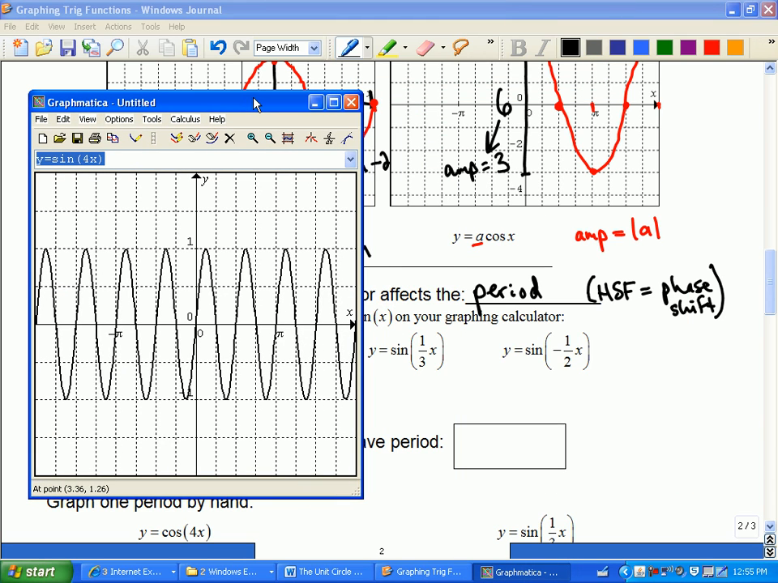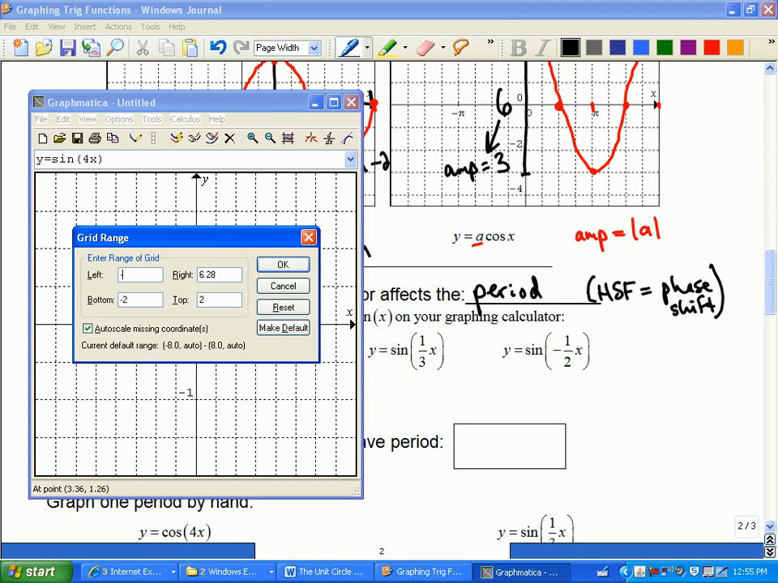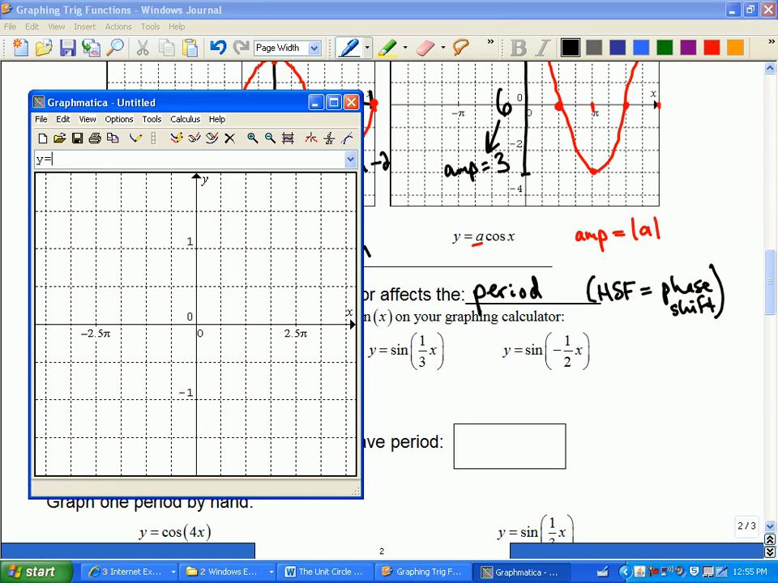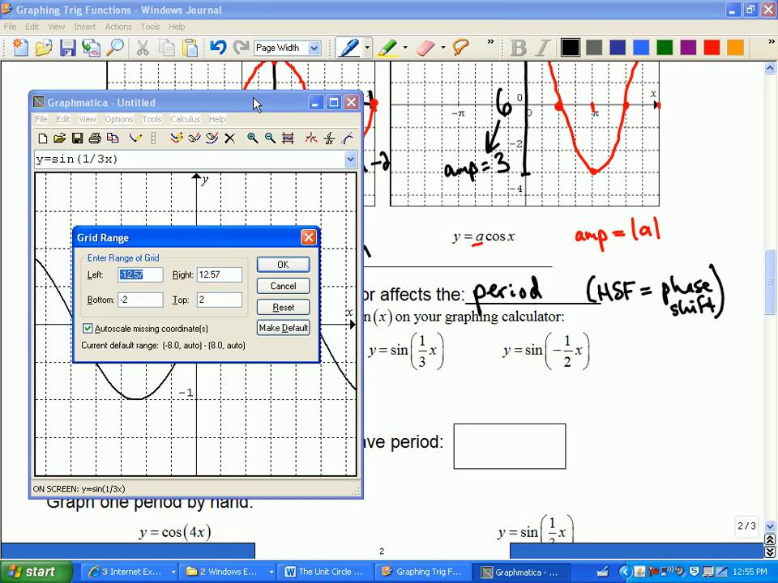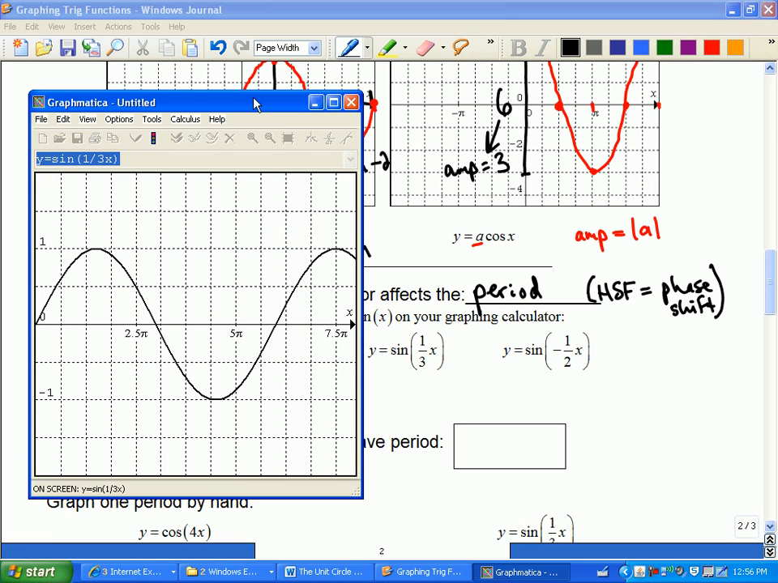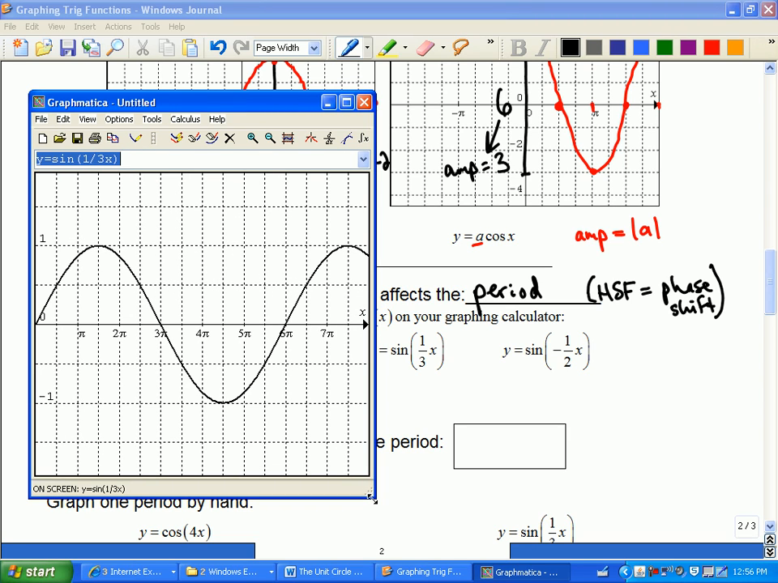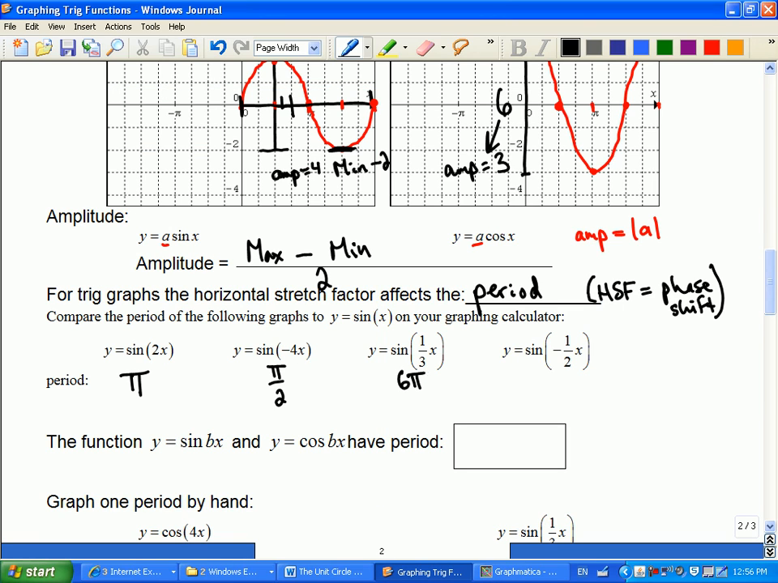Okay, so I'm going to change up my range here just to make sure this will fit. So let's look at the sine of 1/3 of x. See if I can get a better axis there. There. Okay, so can you see what's the length of that period this time? It's 6 pi, yeah. So putting that 1/3 in there, now I have 6 pi.